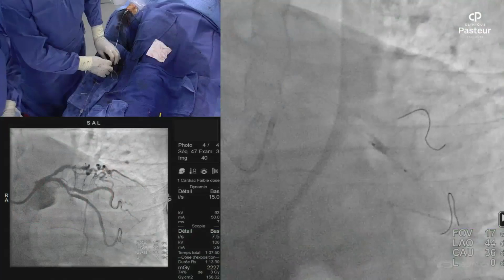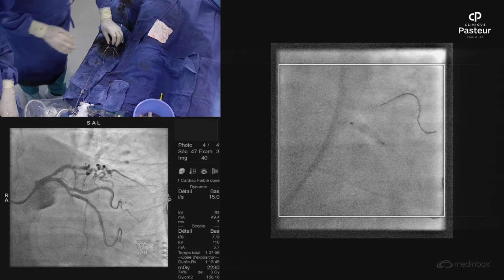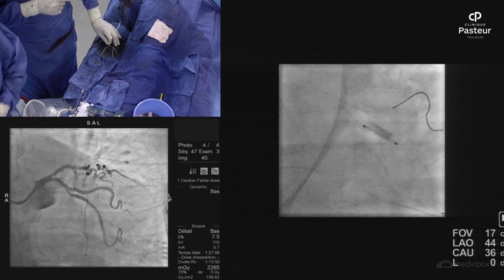Okay, we want to place it here. Maybe we can do a StentBoost or something. Yeah, we can do a StentBoost, just to be sure. Can we do it? Okay. Probably. No, it doesn't work. It didn't do it. StentBoost. It's good. Okay. We can go.